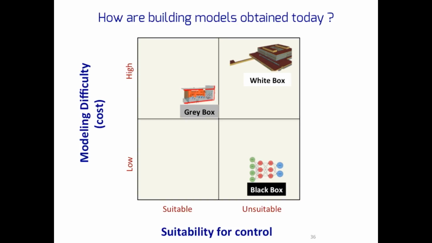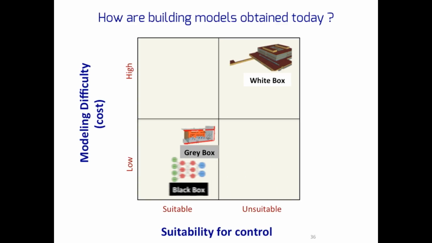So in my opinion, the way we can fix these problems is twofold. Either we have to think of some techniques to lower the cost of gray box models, or we have to make black box modeling more suitable for control and be able to do closed loop control with. And these two problems are exactly the goals of my research.